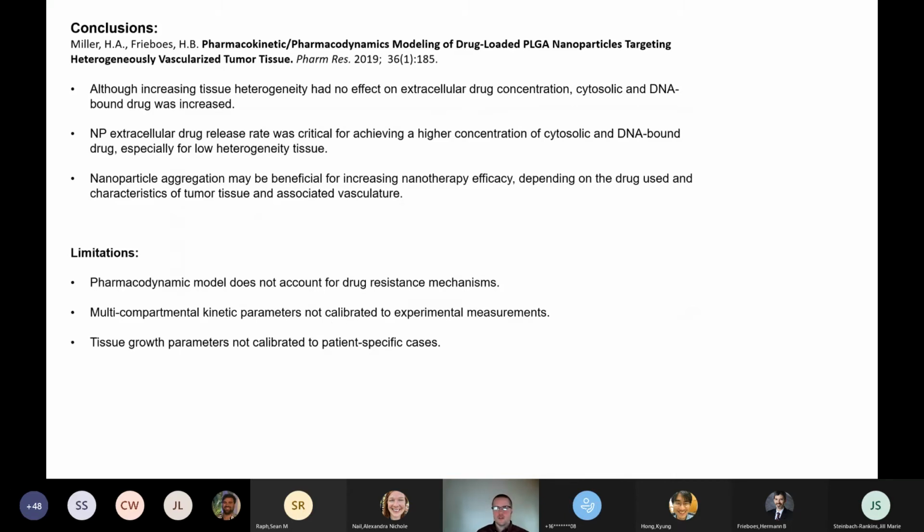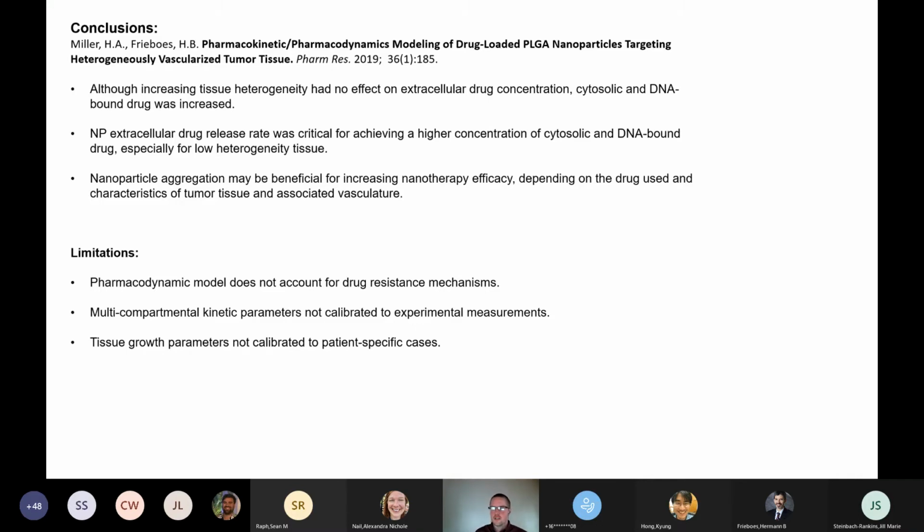In this study, we concluded that although increasing tissue heterogeneity had no effect on extracellular drug concentration, cytosolic and DNA-bound drug concentration was increased. Nanoparticle extracellular drug release was critical for achieving a higher concentration of cytosolic and DNA-bound drug, especially for low heterogeneity tissue.